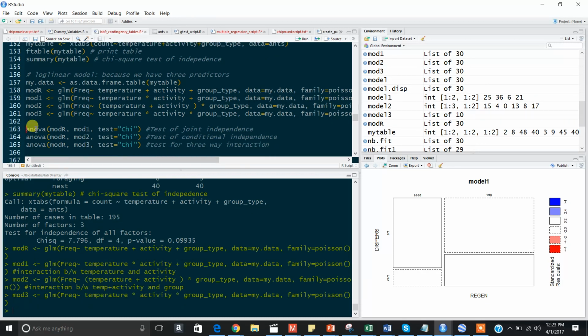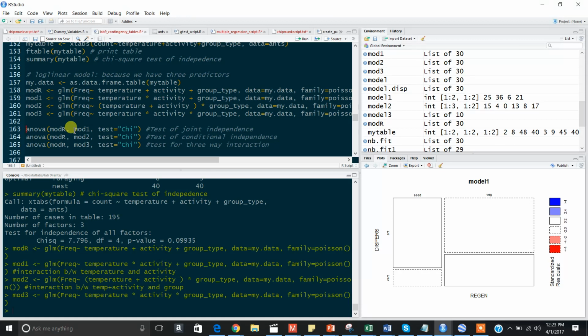Okay, so the first thing we're going to do is an ANOVA test. We're going to use the actual anova function for this to get the ANOVA output. So we're going to test the reference model versus model 1. This is a test of joint independence. By testing mod 1 against the reference model, we're testing to see if the addition of the interaction term causes a significant difference from the original model. And therefore that would say that there is a possible two-way interaction occurring.